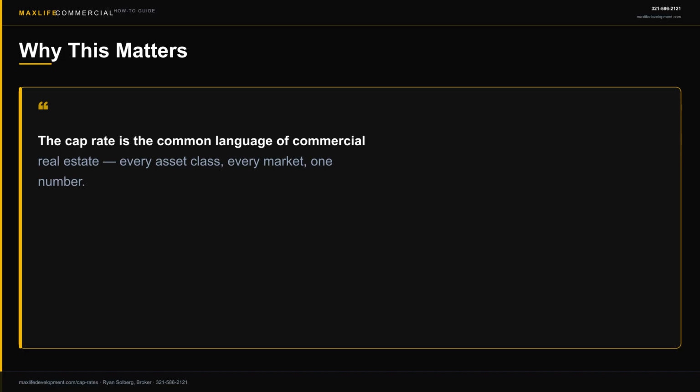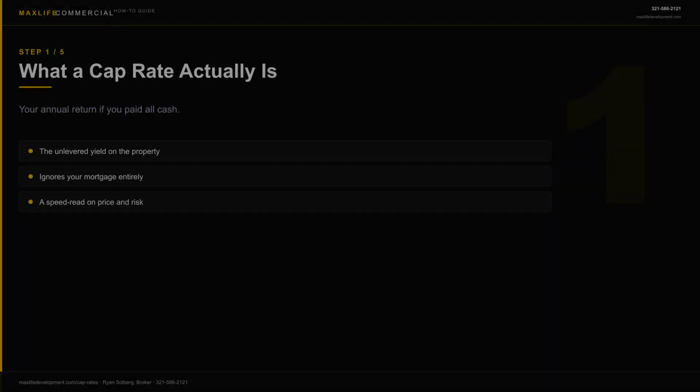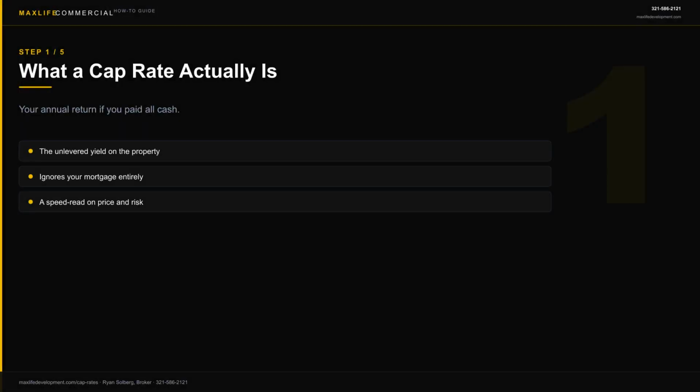So let's break it down piece by piece. Start with the simplest definition. A cap rate is the annual return you would earn if you bought the property with all cash, no loan at all. That is it. It is the unlevered yield of the building itself. A 6% cap rate means the property throws off 6% of its price in income every year before any financing. Because it ignores your mortgage completely, it is a clean, apples to apples way to size up any deal. Think of it as a speed read on both price and risk in a single number.